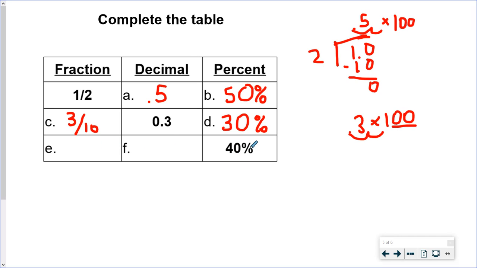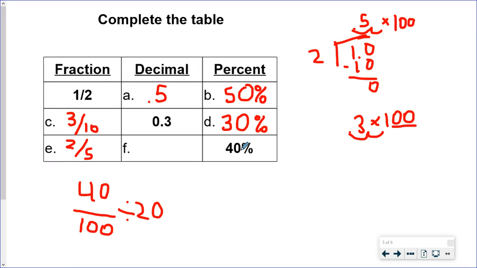Okay. Here's my last row. I know the percentage is 40%. If I'm going to change it to a fraction, remember, we're just going to put 40 over 100. Just put the number over 100, but I got to check to make sure it's in lowest terms. If I took a look at 40 and 100, I can divide both of those numbers by 20. Because if I do 40 divided by 20, that gives me 2. And if I take 100 divided by 20, that gives me 5. So my answer here would be 2/5.